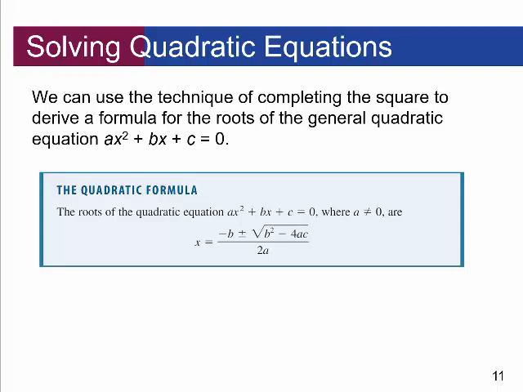All right, we can use the technique of completing the square, which we've learned in previous math courses, to derive a formula for the roots of the general quadratic equation ax squared plus bx plus c is equal to 0. So whenever you have a quadratic equation of this form, these values a, b, and c are the coefficients. It's important to note that a cannot equal 0 here. Then our solutions are x is equal to negative b plus or minus the square root of b squared minus 4ac, all over 2a.